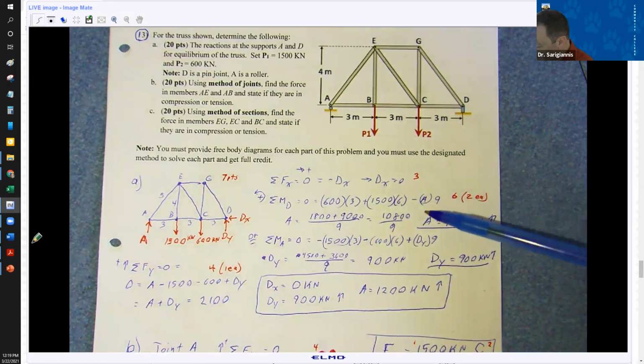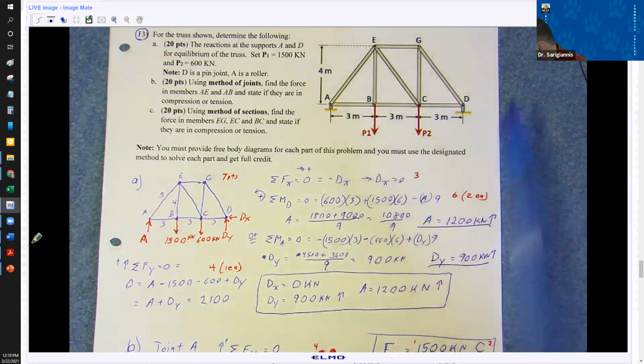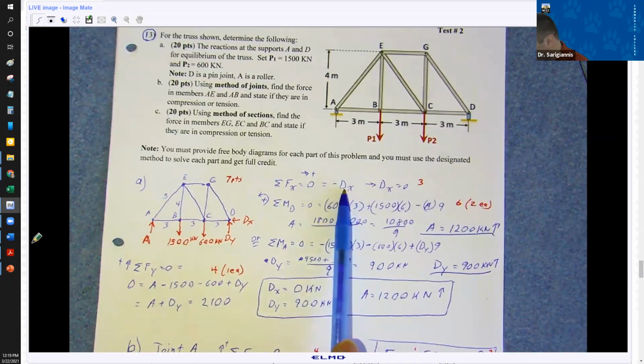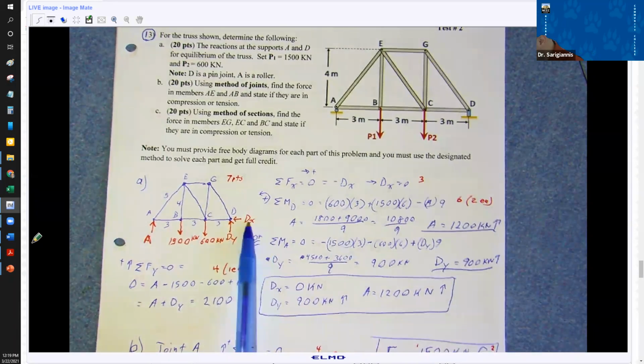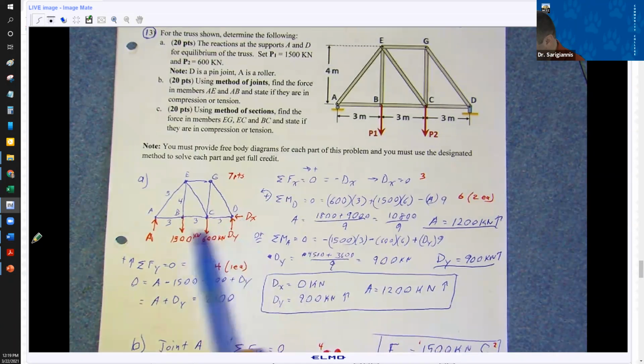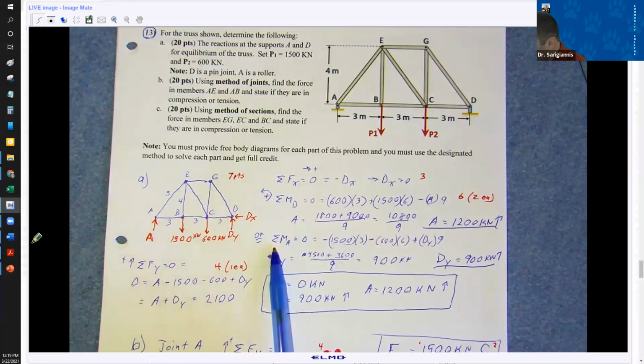You could do this a few different ways. I did it, sum of the forces in X is 0. I gave 3 points just for this, if you recognize there was no force in the X direction. So that was easy. And then the free body diagram I gave some credit to as well. Then you do one of these two, only one: sum of the moments about D or sum of the moments about A.